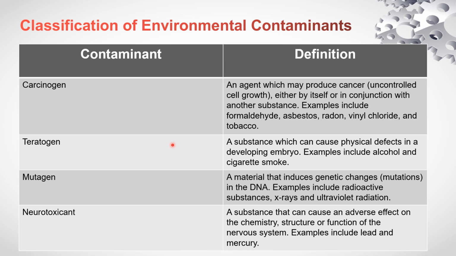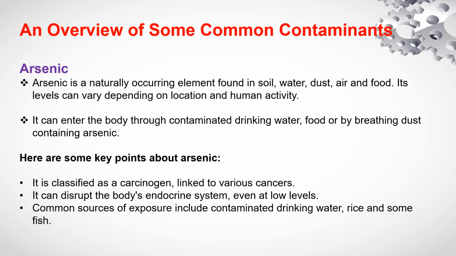Mutagen: a material that induces genetic changes, mutations in DNA. Examples include radioactive substances, X-rays, and ultraviolet radiation. Neurotoxicants: substances that can cause adverse effects on the chemistry, structure, or function of the nervous system. Examples include lead and mercury.